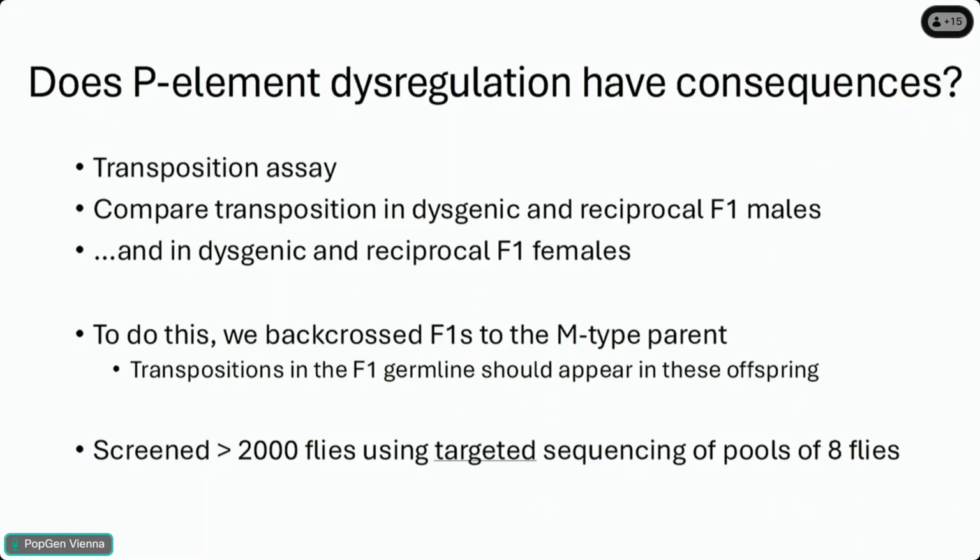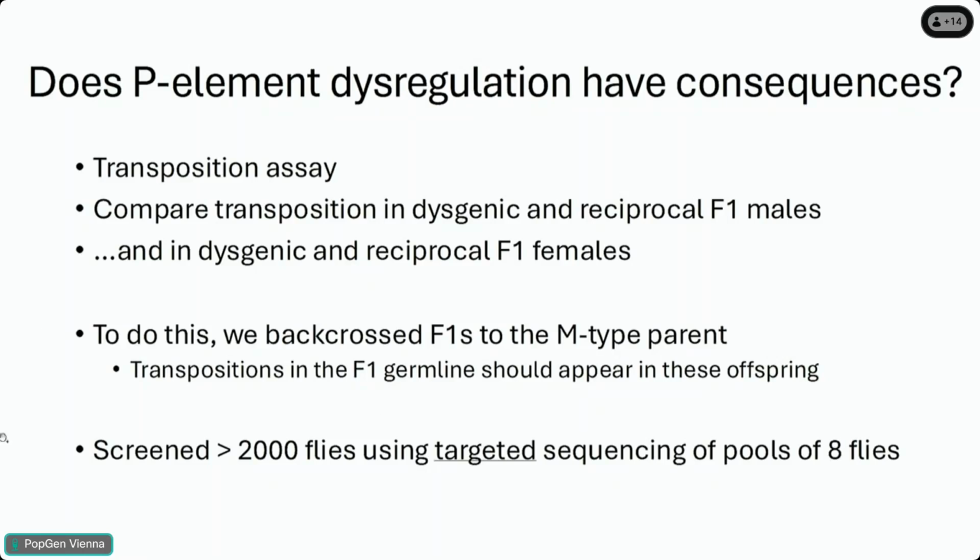So what we did is we took these different F1 males that we want to compare, we back-crossed them to the M-type parent, which lacks P elements, so there's no P element signal coming from the M-type parents. And in that F1, any transpositions that happen in their germline will show up in their offspring. So we're looking for new P element insertions in the offspring of these F1s.